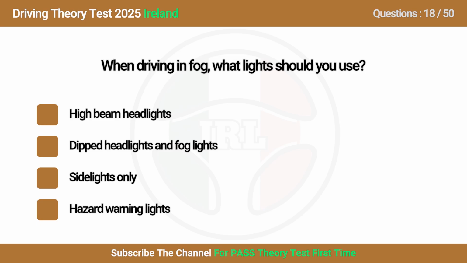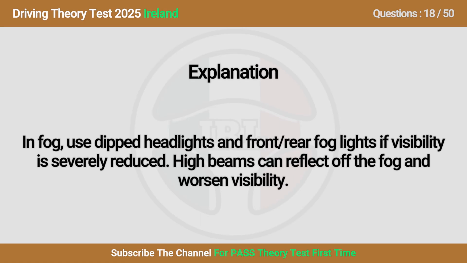A, high beam headlights, B, dipped headlights and fog lights, C, only D, hazard warning lights. Answer is B, dipped headlights and fog lights. In fog, use dipped headlights and fog lights if visibility is severely reduced. High beams can reflect off the fog and worsen visibility.